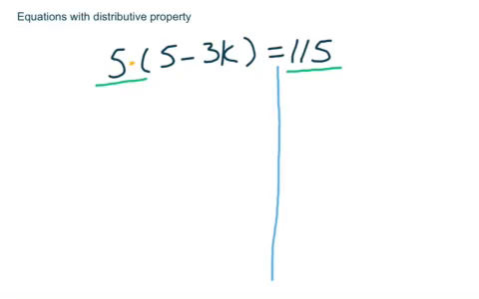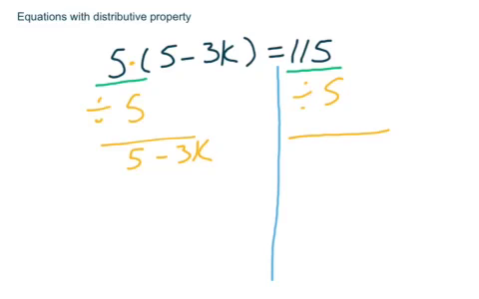Remember, we solve equations by making sure that we use inverse operations and we apply them to both sides of the equation. So what I could have done is said, okay, I'm going to divide both sides by 5. Which would leave me with just what's in the parentheses. I've got a 5 minus 3k. And then I have 23 on this side. 115 divided by 5 is 23.